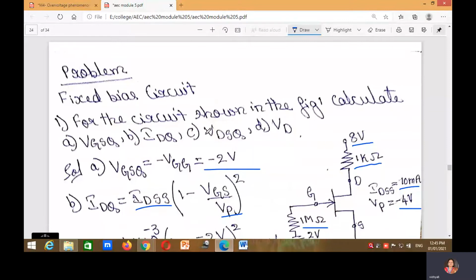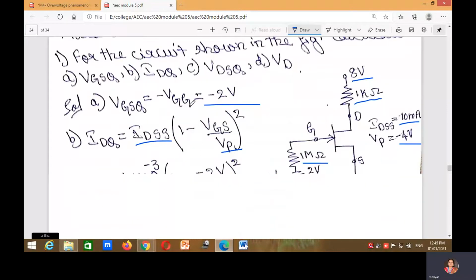Today we shall discuss the problems. In the last class we discussed the theory on fixed bias, voltage divider bias and common source configuration. The first problem is: for the circuit shown in the figure, calculate VGSQ, IDQ, VDSQ and VD.